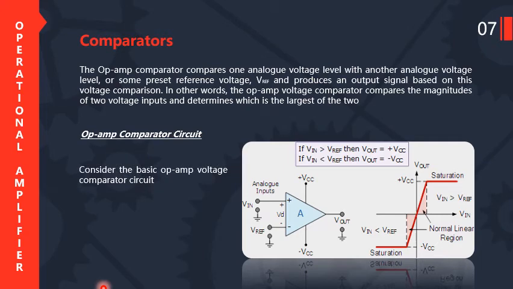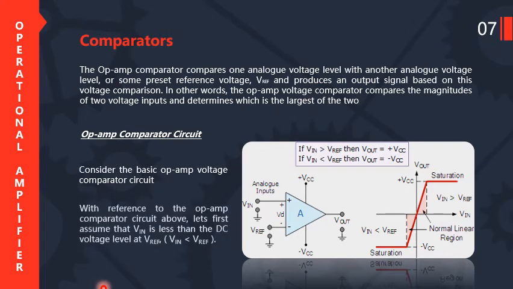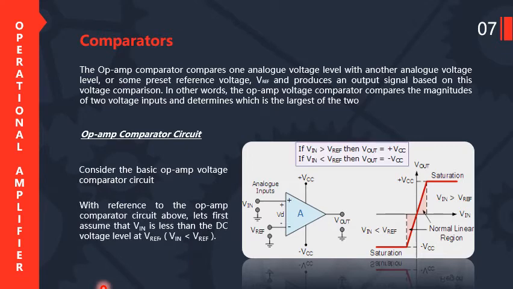Consider the basic operational amplifier voltage comparator circuit. ये एक voltage comparator circuit हमने लिया हुआ है. रेफरेंस वोल्टेज से हम इनपुट वोल्टेज को कंपेयर करते हैं और फिर हमने एक ग्राफ को बनाया है. With reference to the operational amplifier comparator circuit above, let's first assume the Vn is less than the DC voltage level at V reference. अभी हमने पढ़ लिया Vn is less than V reference.